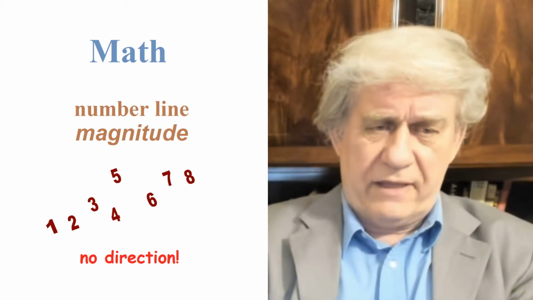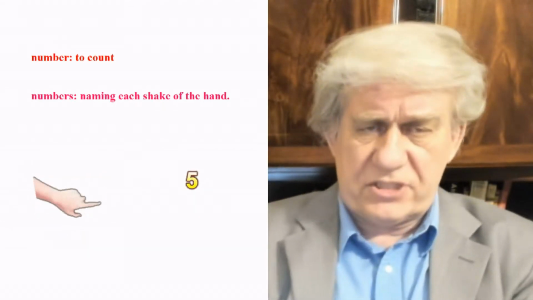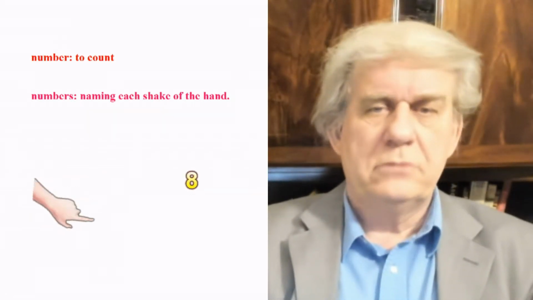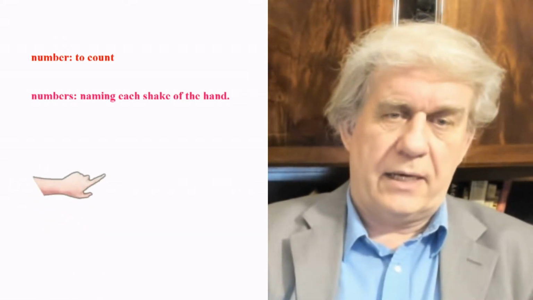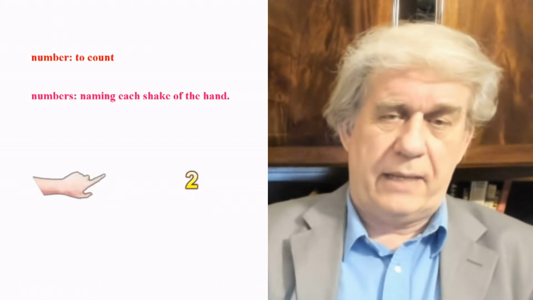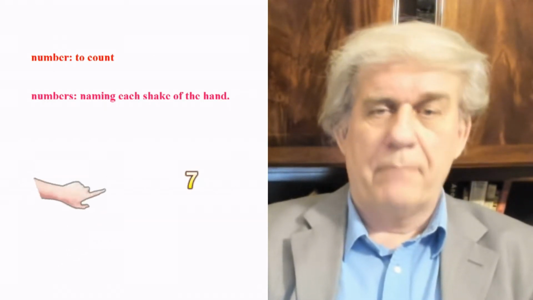Okay, and here we have the definition. Again, we work off of definitions. And number is just the verb to count. It's not a noun. It's a verb. You can't make a drawing. You can't make an image of the word number.